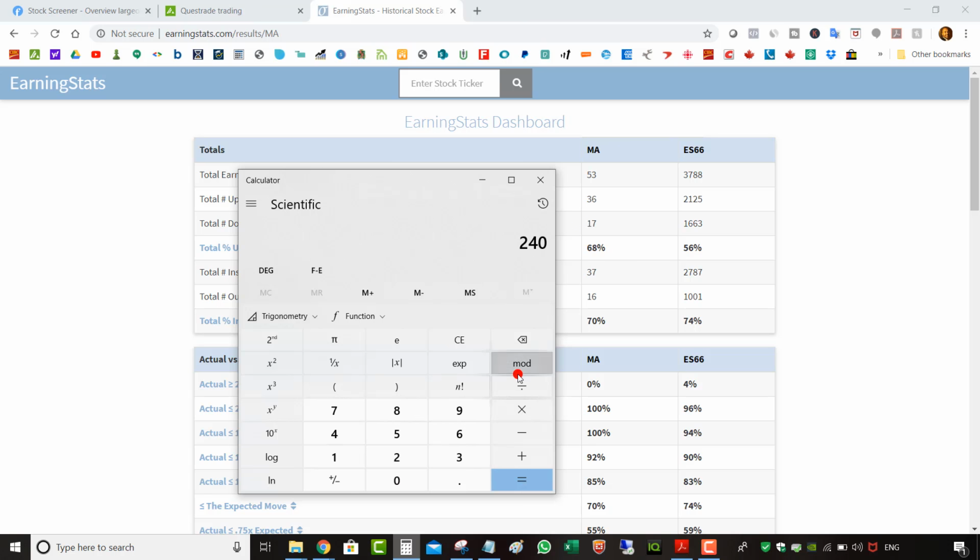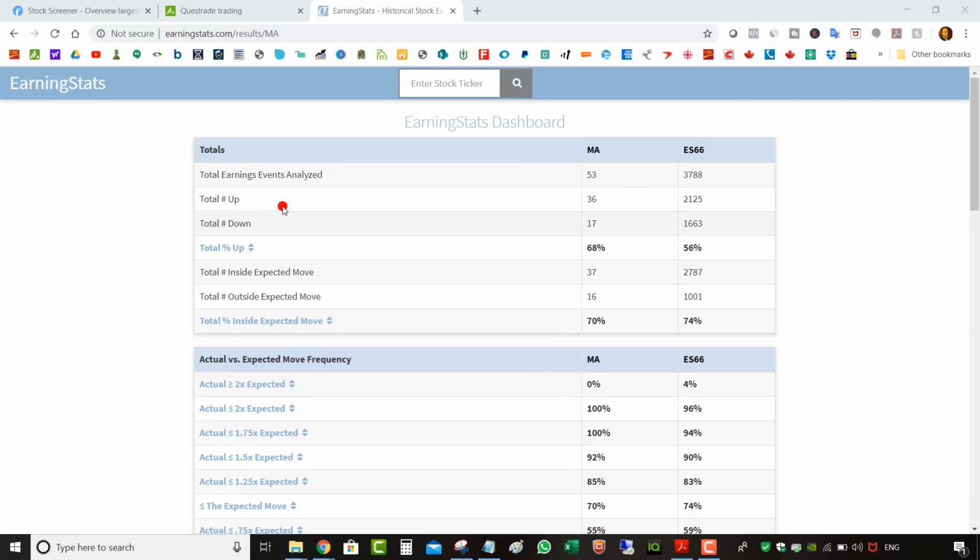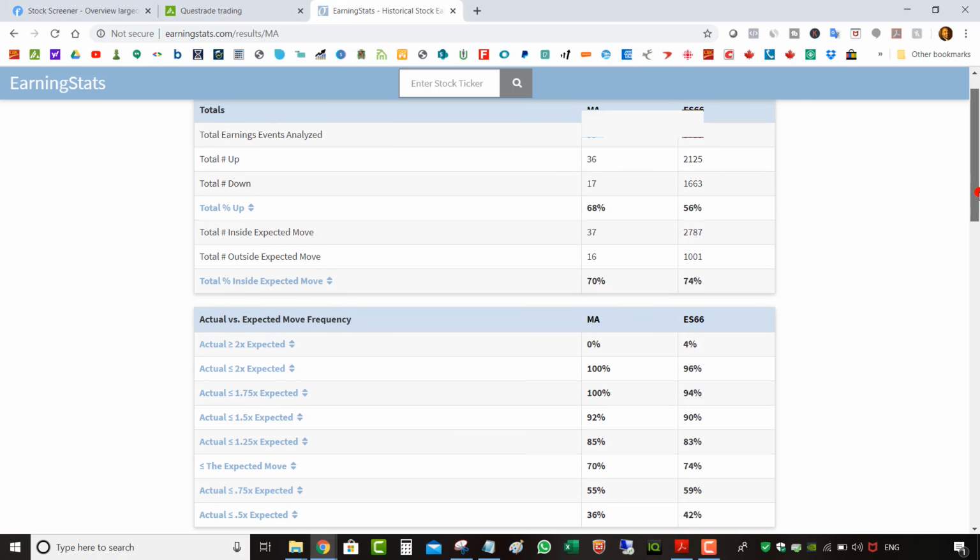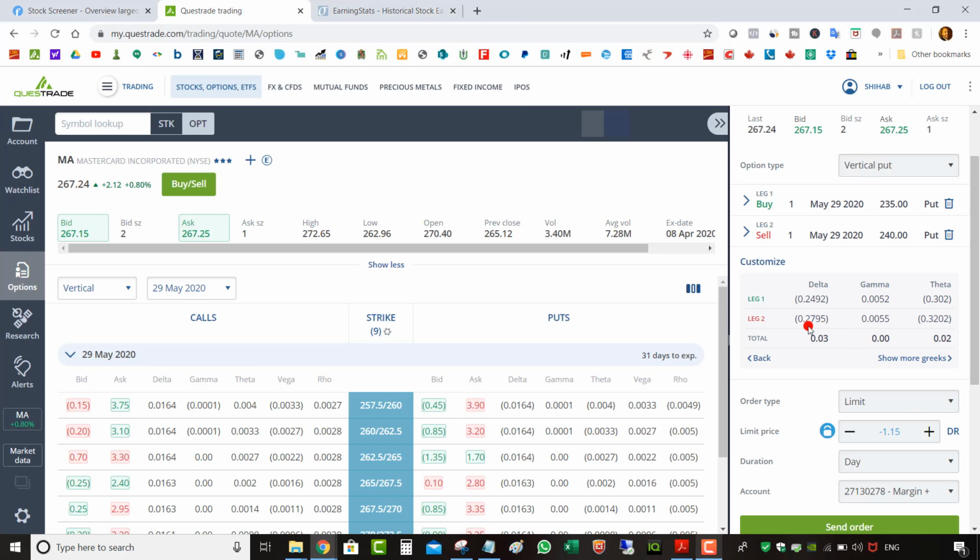240, which is my strike, divided by 266, which is the current market price, is about a 10% move. So I'm pretty far from the expected move. If I look at delta, which usually gives me an idea of the probability of this strike being in the money come expiration, it says here 27, 28, which is pretty high.